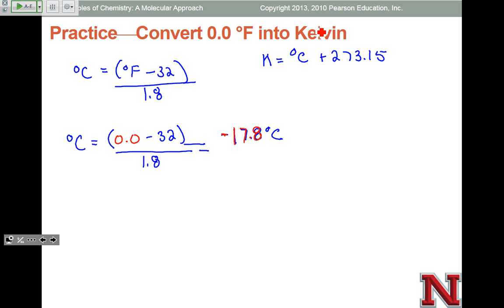Now we're going to discuss significant figures in calculations in the next couple of slides in this chapter, so we're not really going to talk about the decimal places too much right now. So we have our degrees Celsius. Now that we know our degrees Celsius, we can then convert to Kelvin.